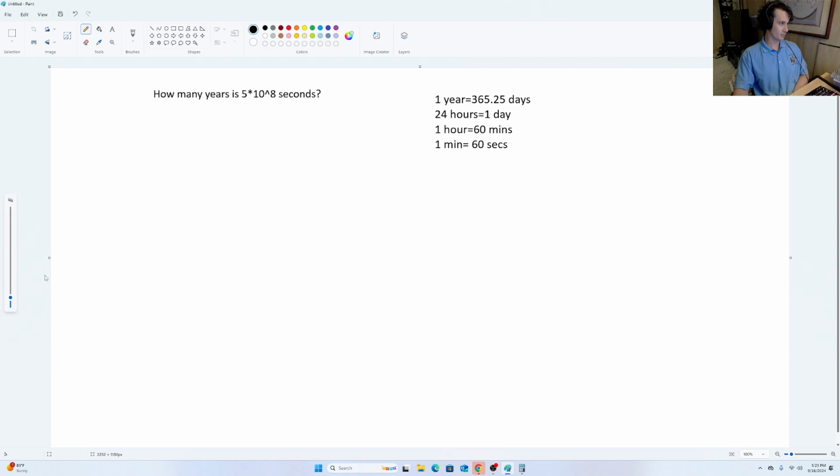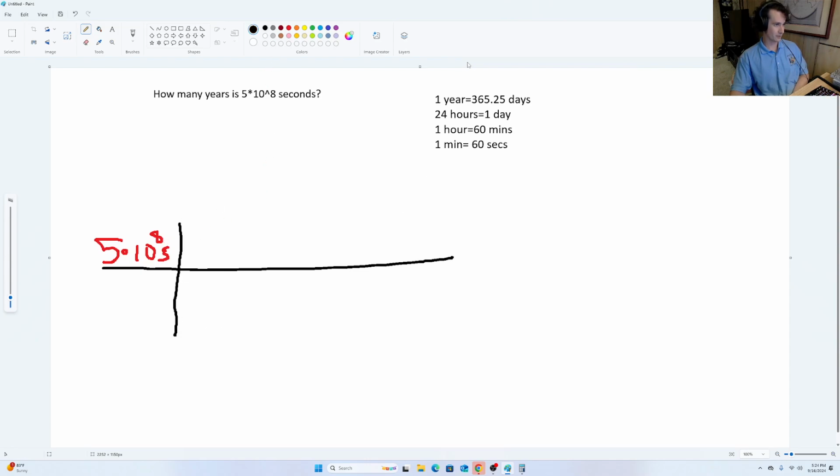So let's go ahead and draw out our little fence. This will really look like a fence for this problem. So 5 times 10 to the 8th seconds, that's what we're starting with. Hopefully you're like, okay, we got to get rid of the seconds. So my game plan, I kind of call this a little game plan, is we're starting with seconds, and I got to get to years.